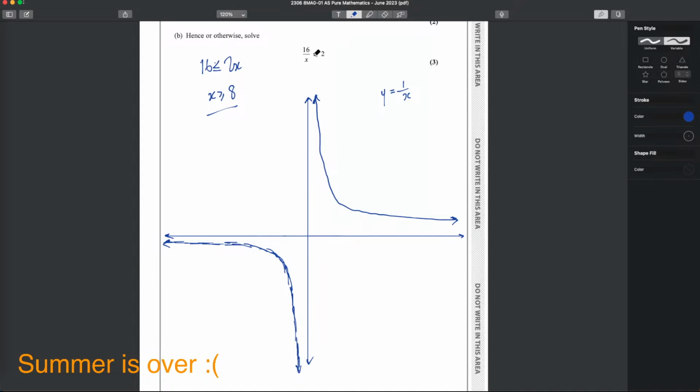But I guess the point is x could also be negative. So then we would get x less than... what would happen if... you know what, I just want to use the graph since we've got it here.